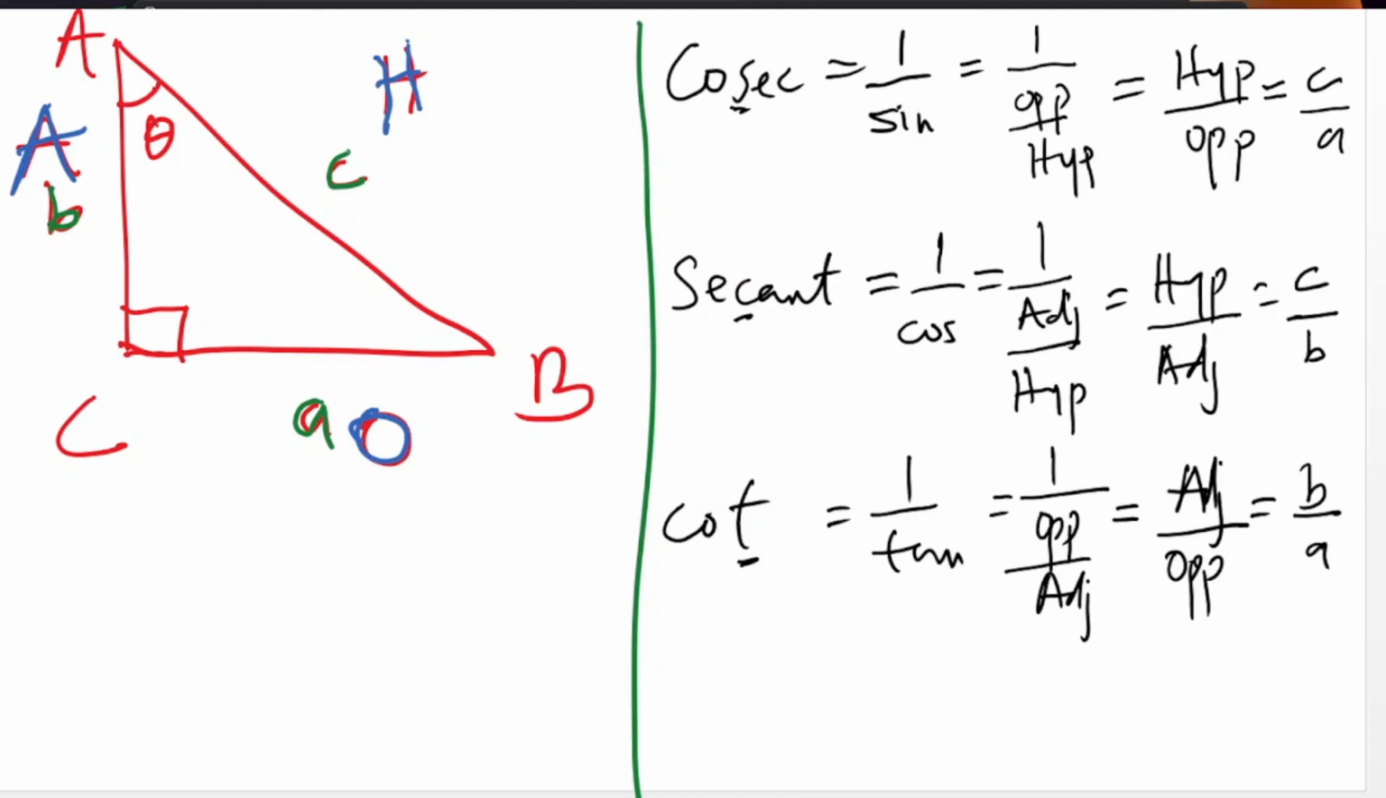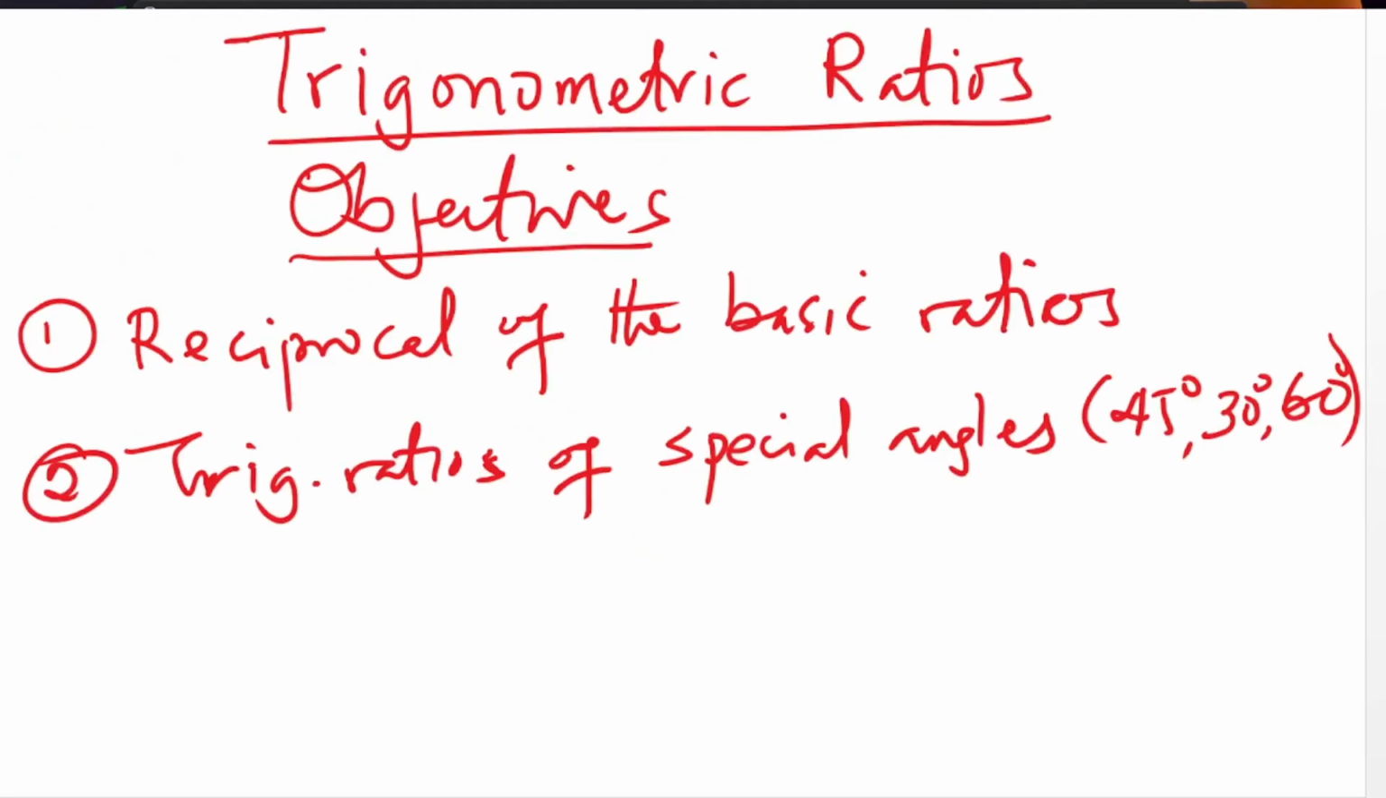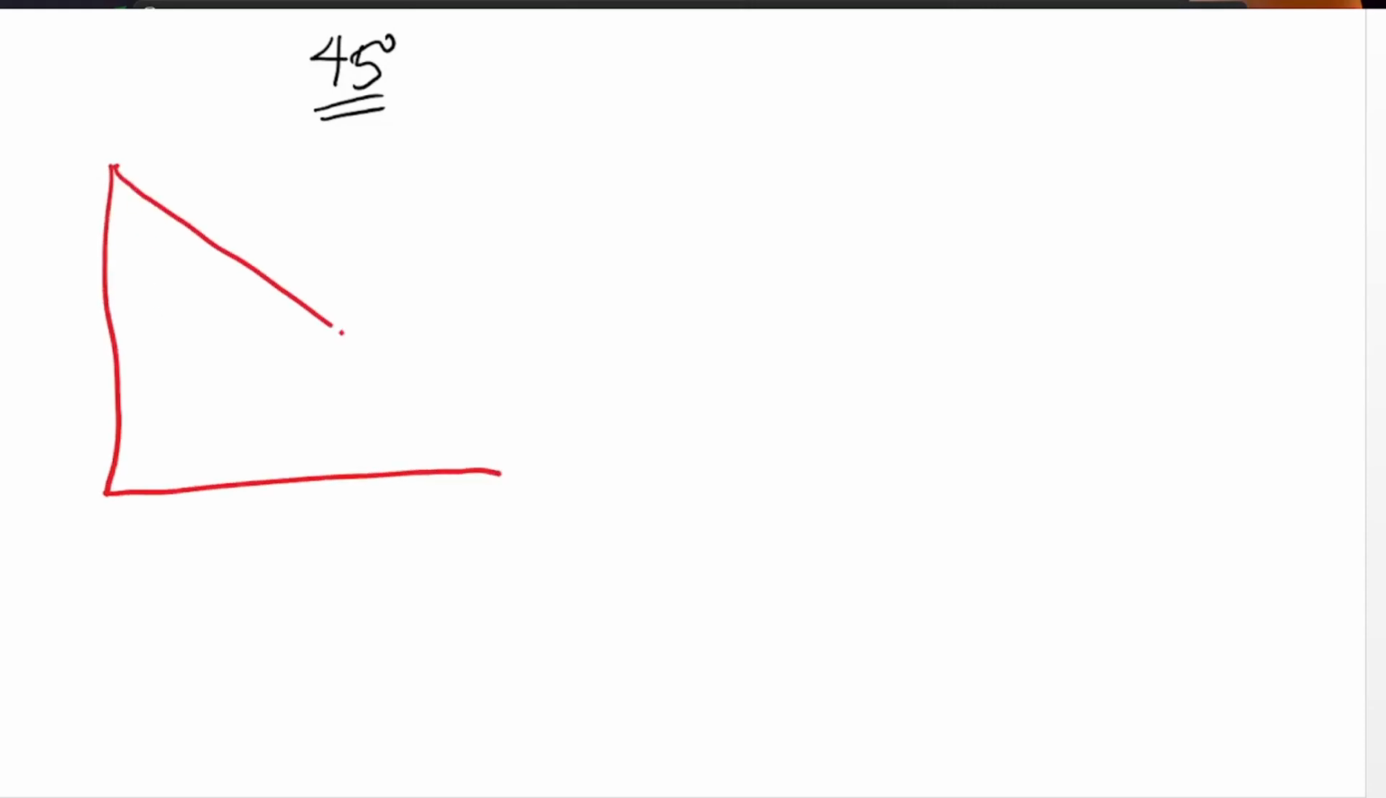So the second objective we have is the ratio of special angles. We're looking at angle 45 degrees, but we're also looking at angle 30 degrees and the likes. So let's start with the first one, which is angle 45 degrees. We are still making use of a right angle triangle. We're going to make use of an isosceles right angle triangle. So this is it here.